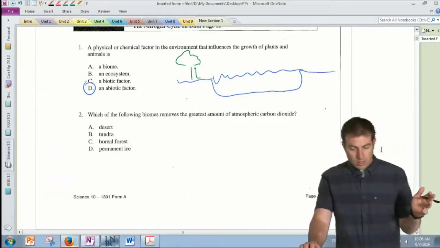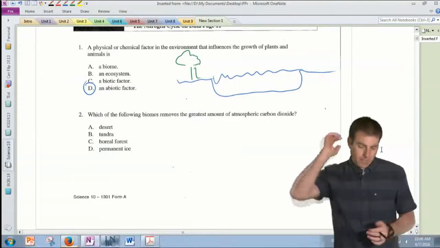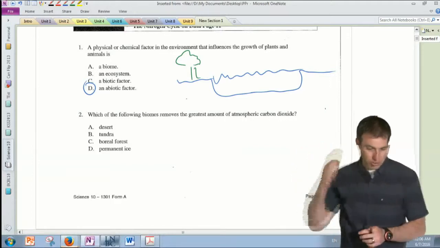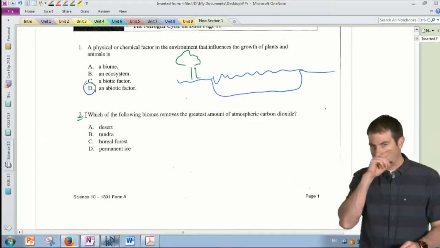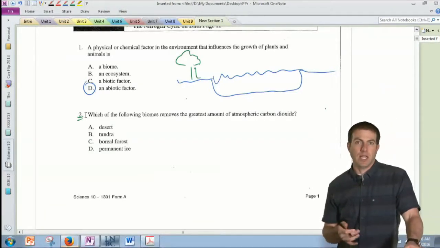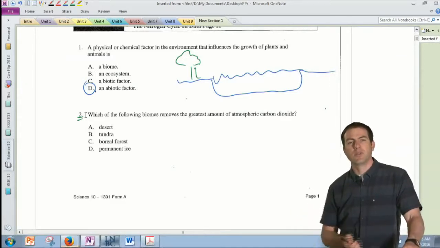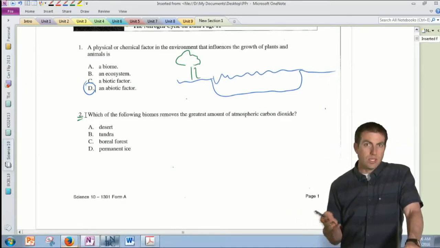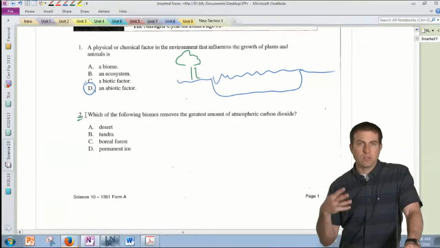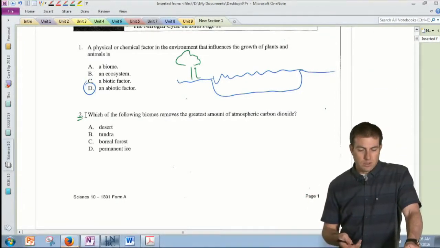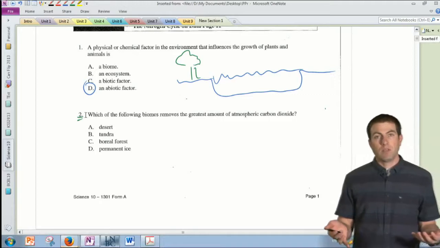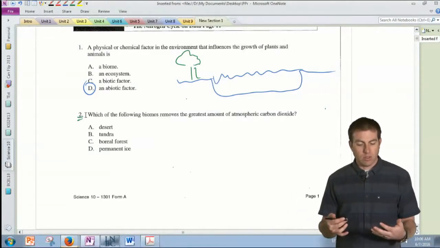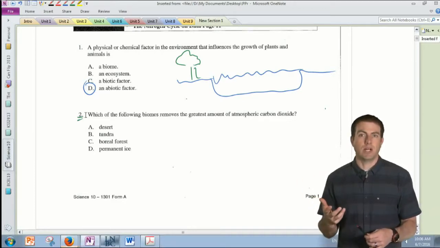Well, question 2's a tricky question, so I'll look at it, might as well. Which of the following biomes removes the greatest amount of atmospheric carbon dioxide? Now, we didn't explicitly ever talk about this in class. I never said this biome removes the most CO2 from the atmosphere. But through looking at the answers, you should be able to use a little bit of reasoning to figure this out. So think about this. What in a biome would take carbon dioxide out of the atmosphere? What in a biome is going to use carbon dioxide?